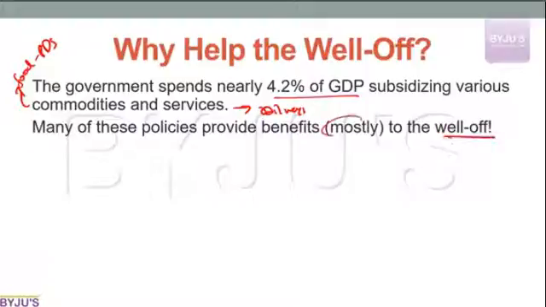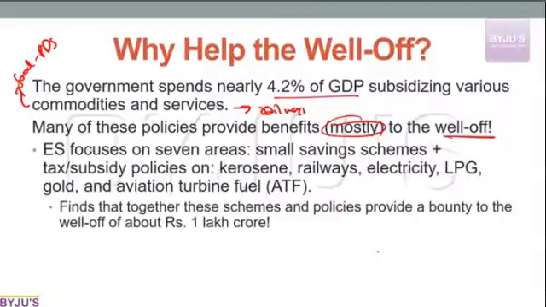Now many of these policies provide benefits to the well-off. In fact, mostly to the well-off, as we'll see. Do we really need to help the well-off? Is India so rich that we can spend money helping the well-off? Are all our poor people already taken care of? Or should we divert this towards the poor people? That's the question. So the Economic Survey takes up 7 areas one by one, investigates them, and decides if money is going to the well-off or to the poor people.